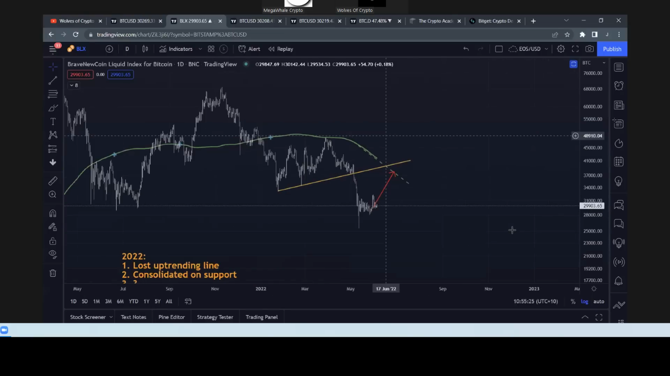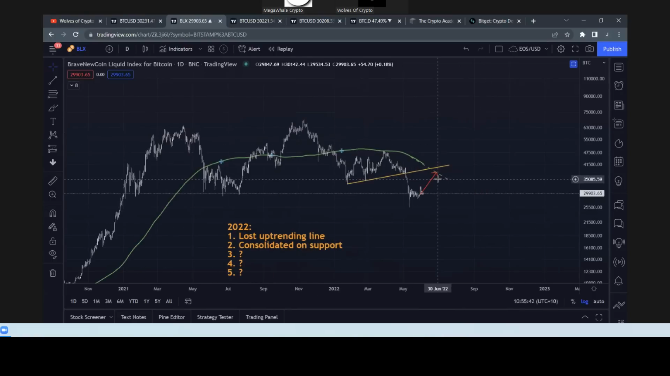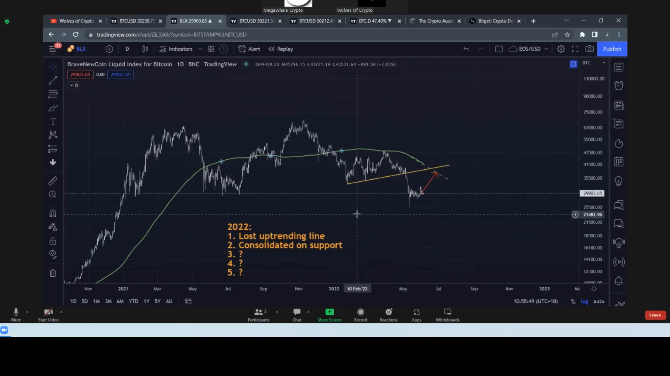I don't necessarily see a scenario in which we go higher than the 200-day SMA, and I don't necessarily see a scenario in which we break above 36K on Bitcoin. But yeah, that's what I wanted to talk about there for the dead cat bounce.